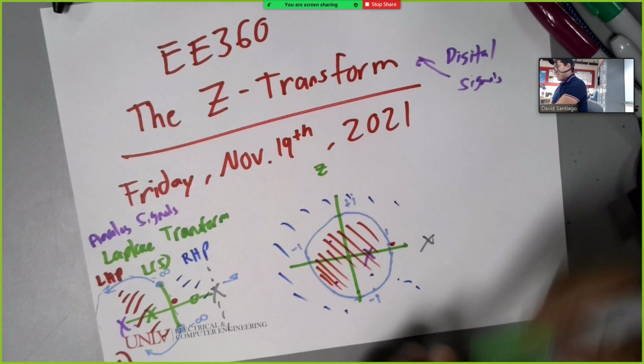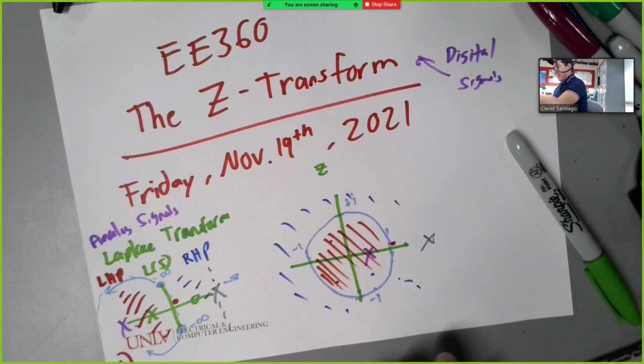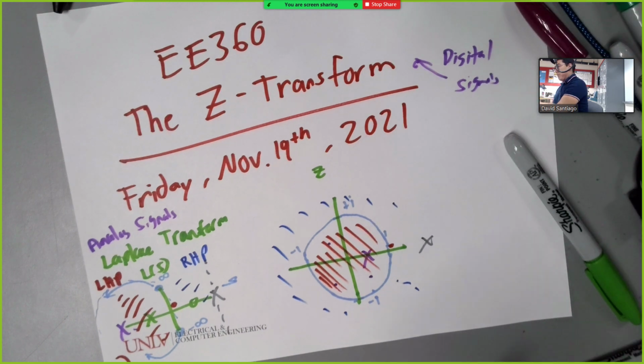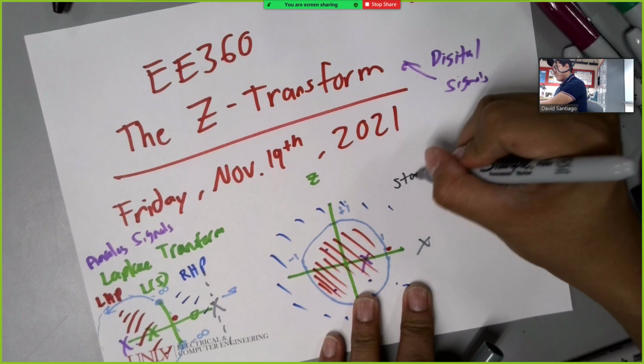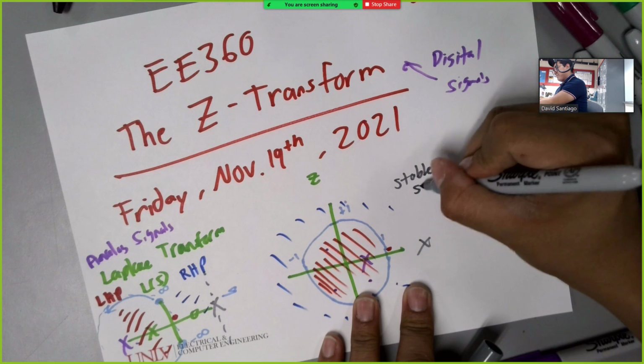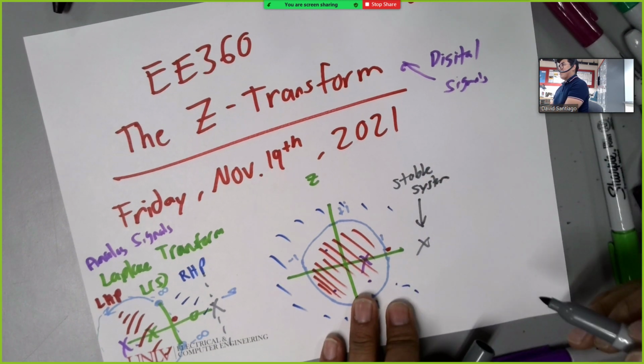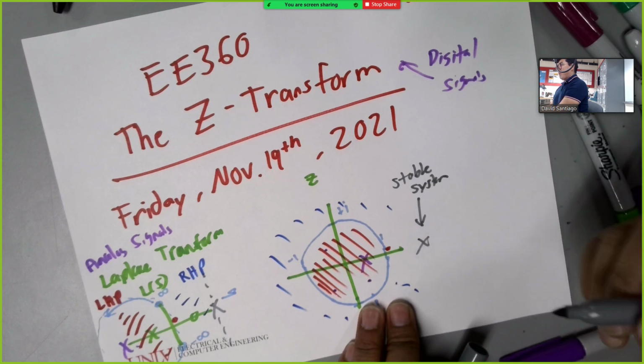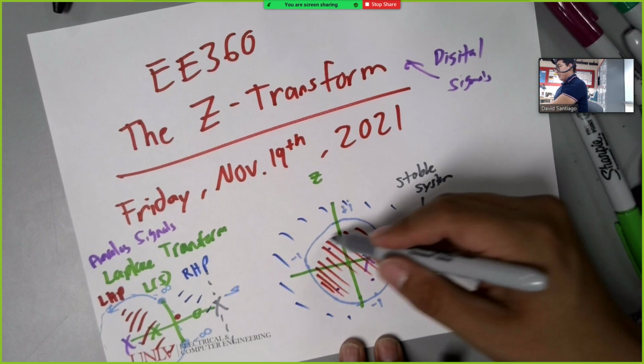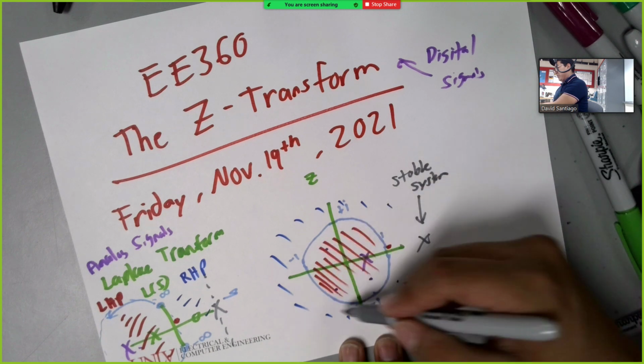If it's outside, okay, I know what you're talking about. So suppose you wanted a stable system with this pole, right? It's outside the unit circle. The only way for this to be stable is if it includes this unit circle.